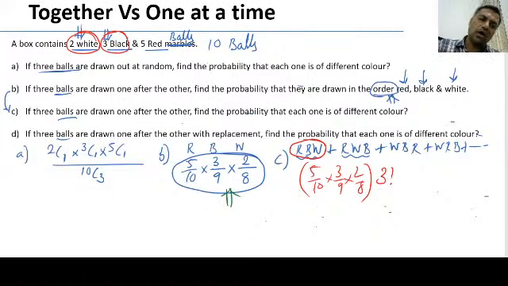First can be red, or the first can be white, or the first can be black. You have red, white, black. Any of the three can come first, followed by the remaining 2 and followed by the remaining 1. That's the difference between B and C.